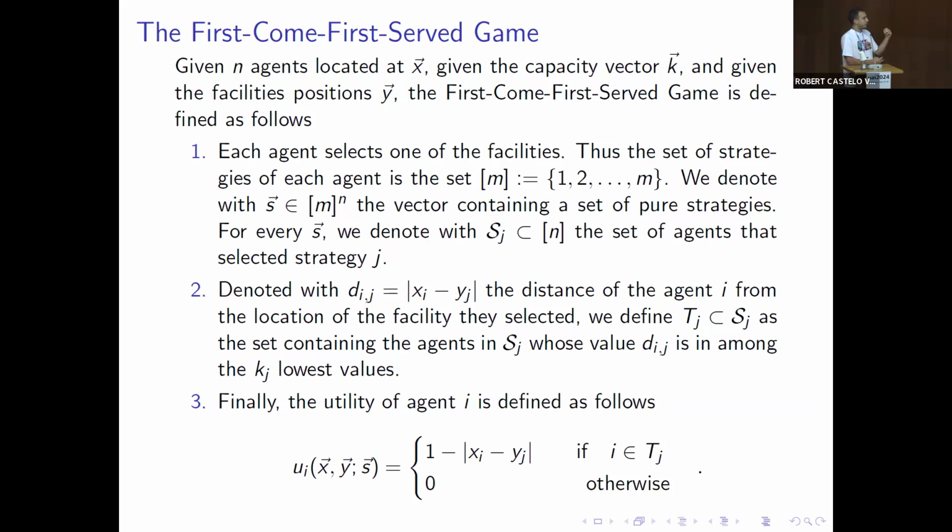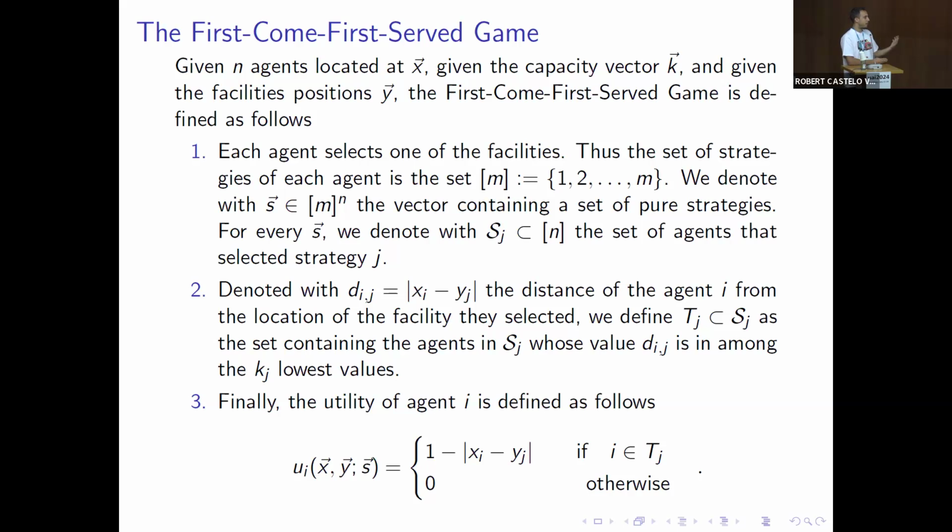And finally, once the agents have selected their facilities, the utility is defined as 1 minus the distance between their position and the facility that they get allocated to, otherwise it's 0. So we are considering this framework in which we have utilities.